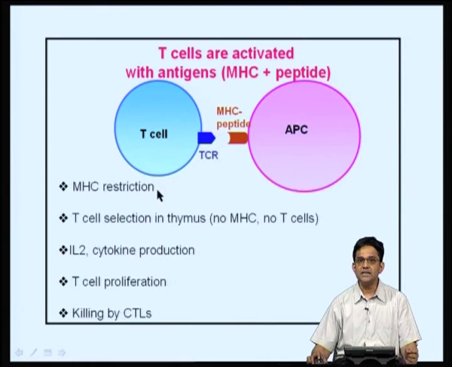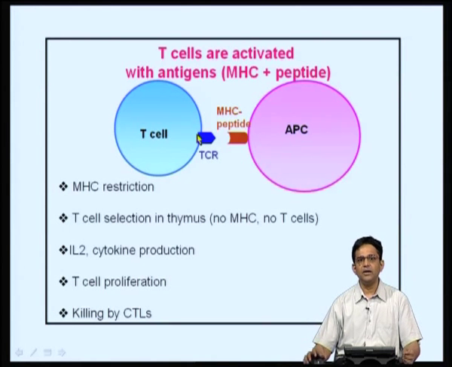For T cell selection in the thymus, you need MHC. If there is no MHC, you do not have T cells. So, for example, if there is some problem in, let us say, MHC class 1 expression, you will not get CD8s, or for that matter, if there is some problem in MHC class 2 expression, you will not get CD4s. It is a very important aspect that you should be familiar with.